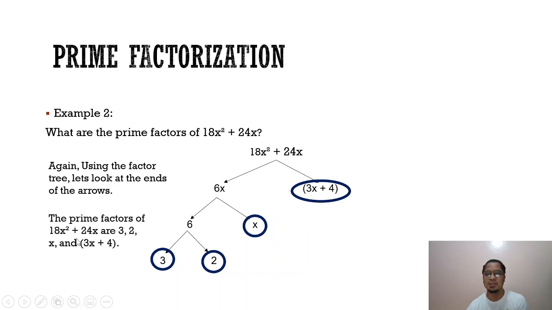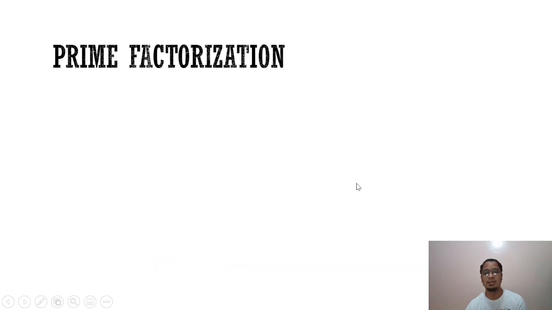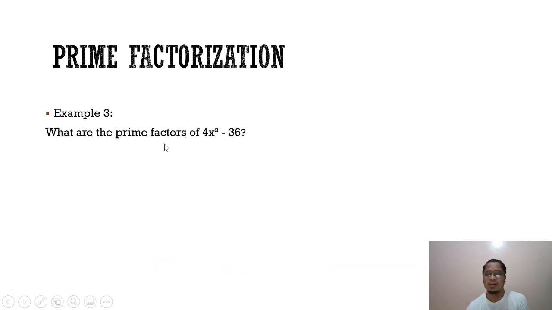The prime factors of 18x squared plus 24x are 3, 2, x, and 3x plus 4. Wala na silang ibang factor maliban sa sarili nila at saka 1. Okay? Another example here. What are the prime factors of 4x squared minus 36? List it down and then break it down.